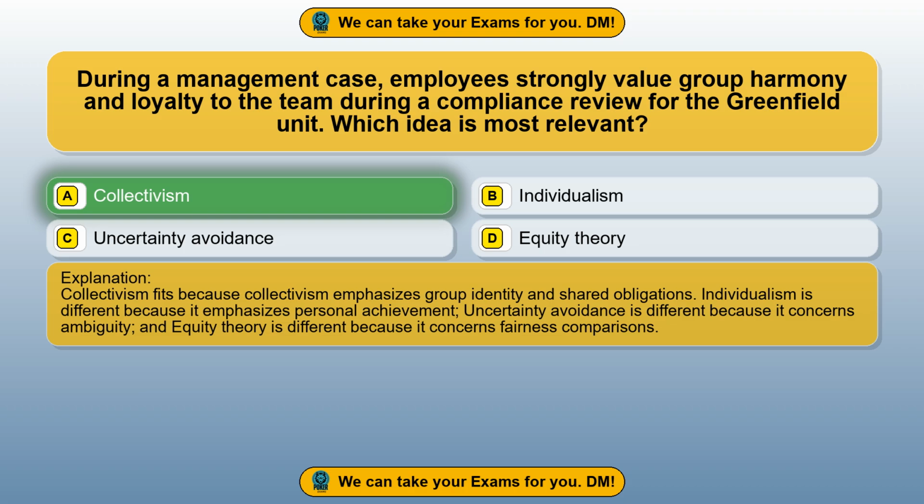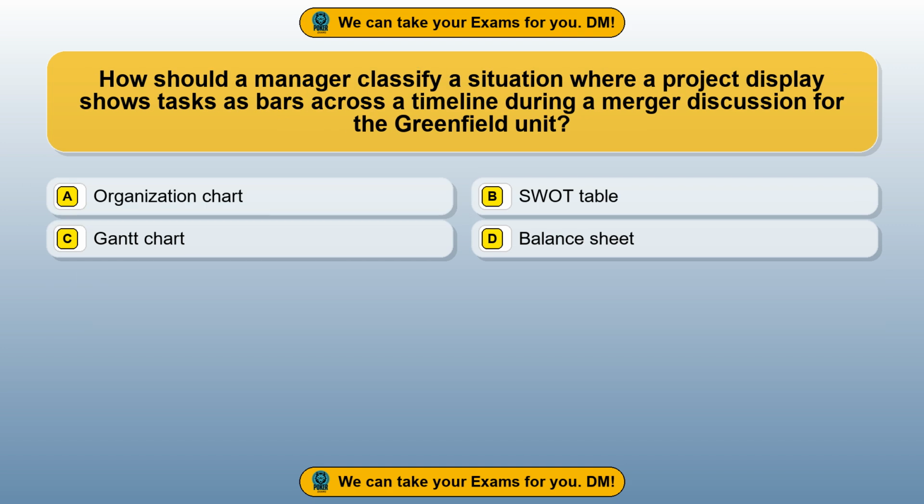Collectivism fits because collectivism emphasizes group identity and shared obligations. Individualism is different because it emphasizes personal achievement. Uncertainty avoidance is different because it concerns ambiguity, and equity theory is different because it concerns fairness comparisons. Question 22. How should a manager classify a situation where a project display shows tasks as bars across a timeline during a merger discussion for the Greenfield unit?